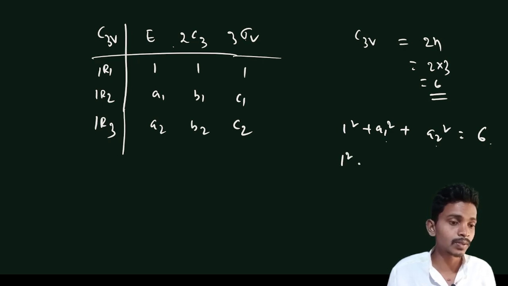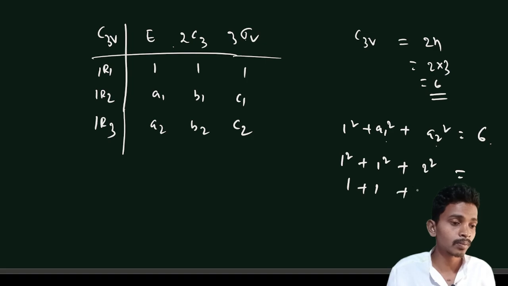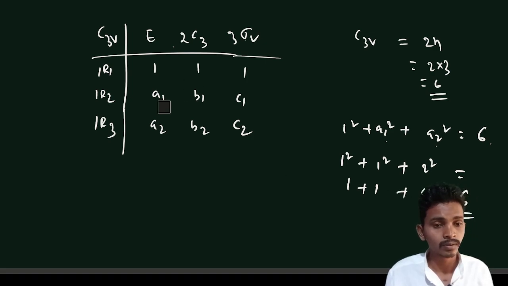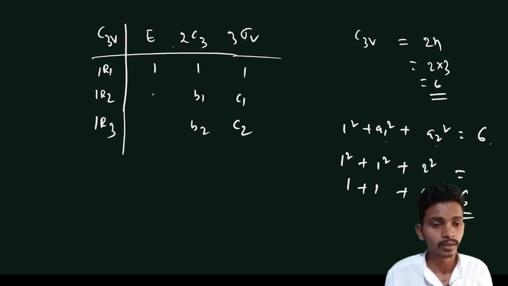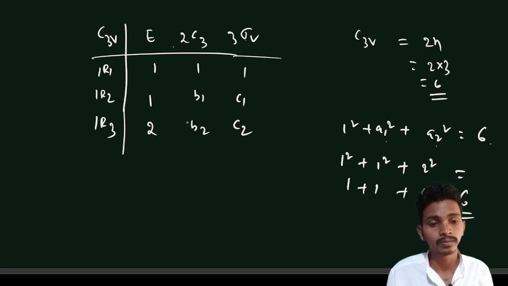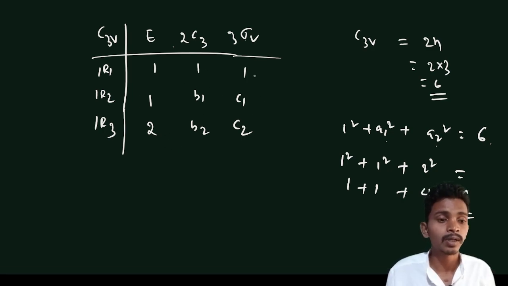So if I put 1 squared and 2 squared, then 1 plus 2 is 4, so we will get 6. So we can put this 1 and 2. After that, this value remains, and we also have to follow the orthogonality rules: the square of this value also has to be the order of the group.